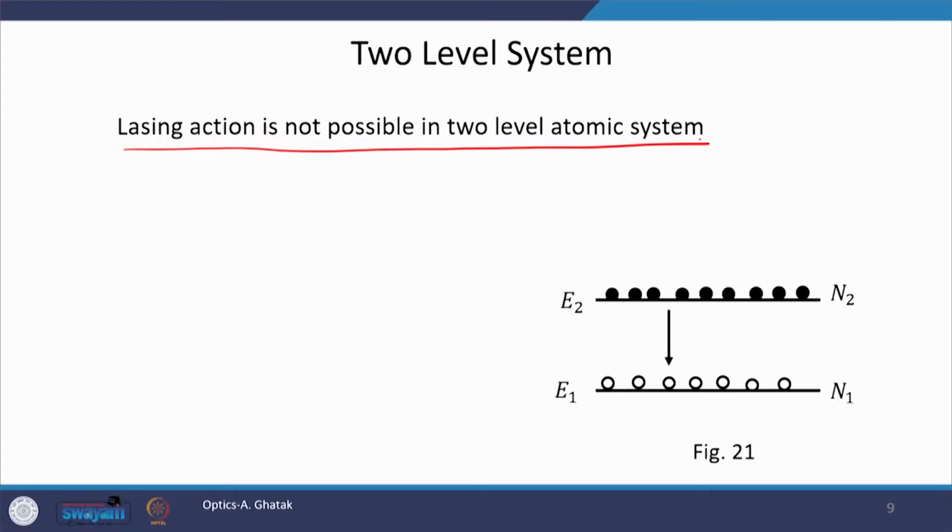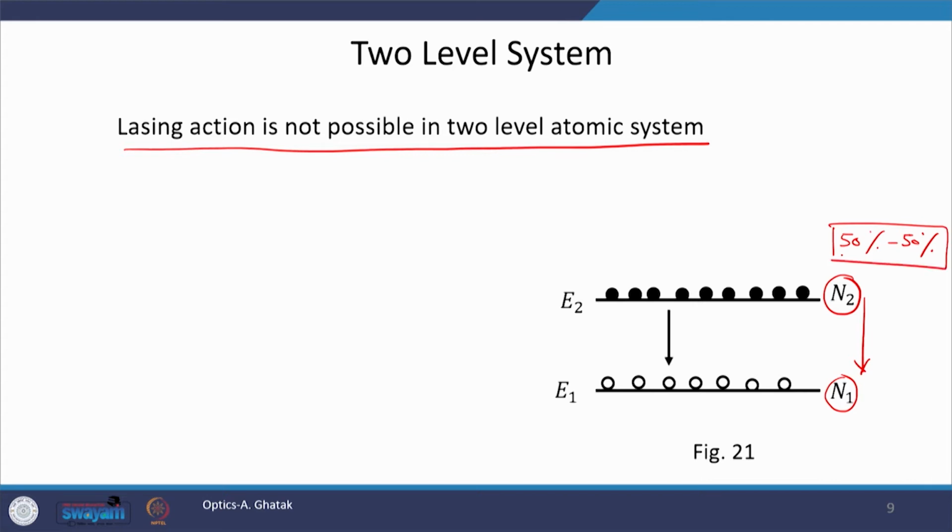Now, lasing action is not possible in a two level system, and we have already understood it, because we know that the rate of transition from the lower energy state to the upper energy state is proportional to N1, which is the carrier density in the ground state, and the rate of transition from the upper state to the lower state is proportional to N2. In a two level system, we can at most have a 50-50 distribution of carriers or electrons. We cannot go beyond 50% distribution in a two level system.